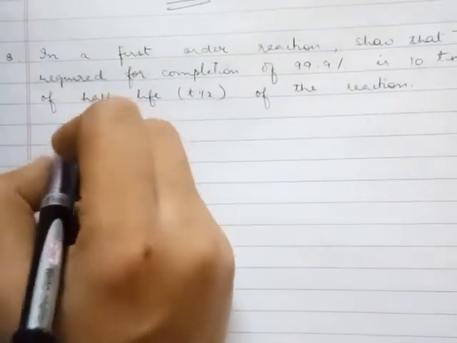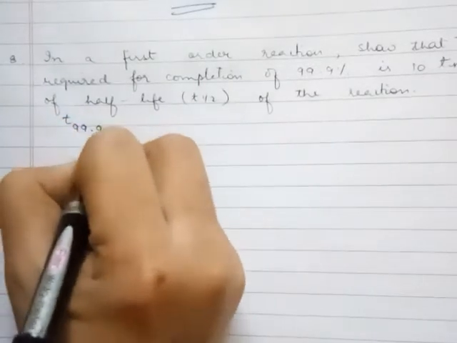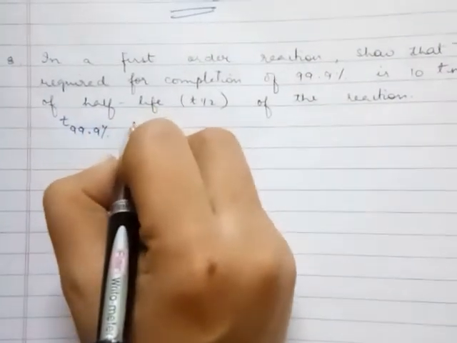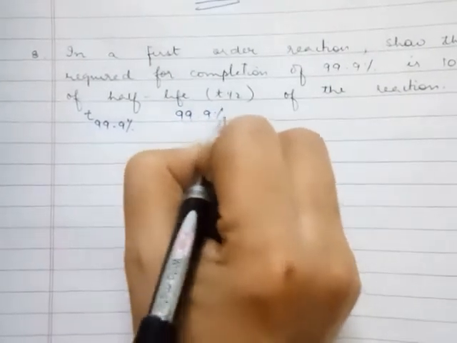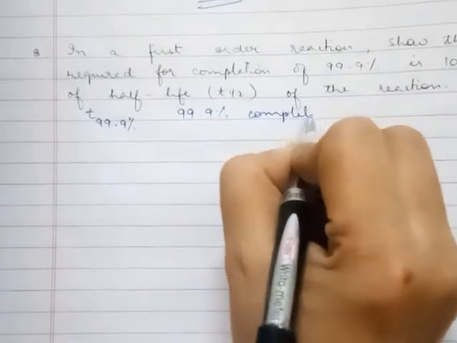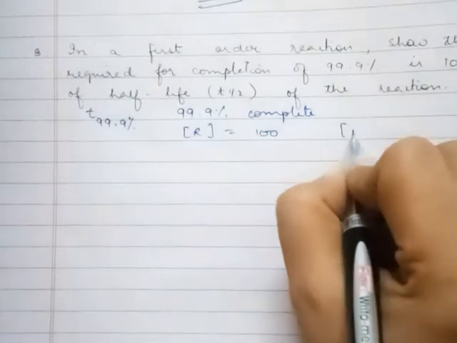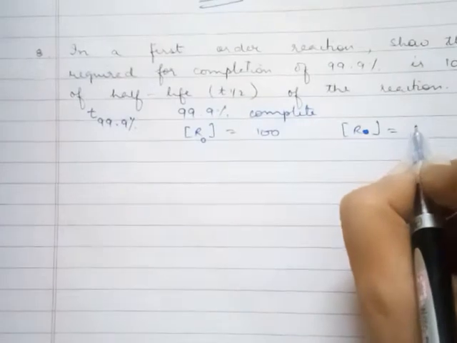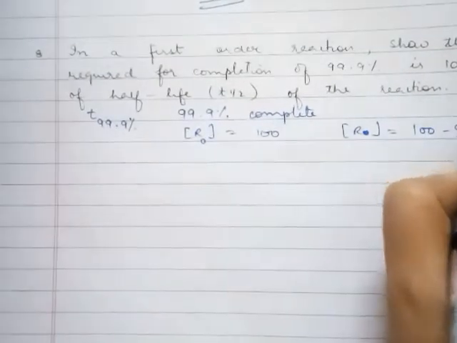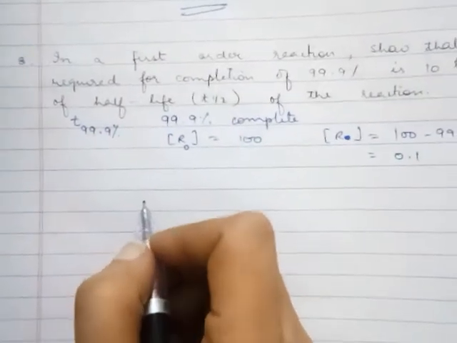So for doing such questions, first people write the t 99.9. What does that mean? t 99.9% का मतलब है it's the time when the reaction is 99.9% complete. That means if the initial concentration is 100, now the left is, initial 100 है, so left कितना होगा? 100 minus 99.9, that is equal to 0.1. ये बच रहा है. ठीक है.